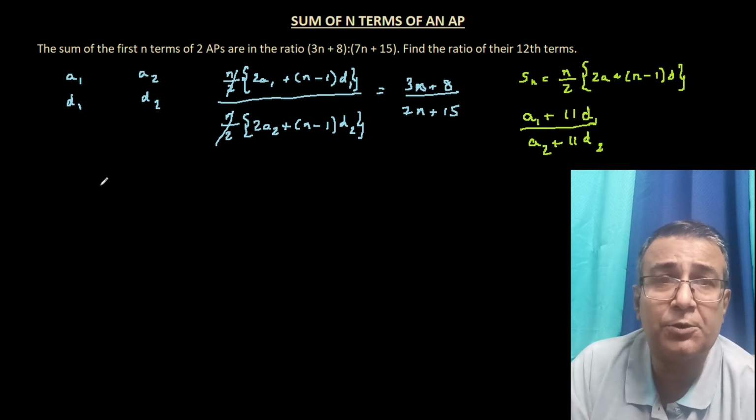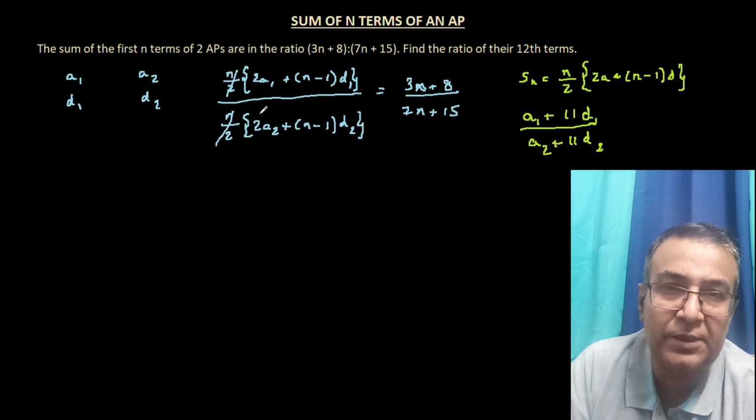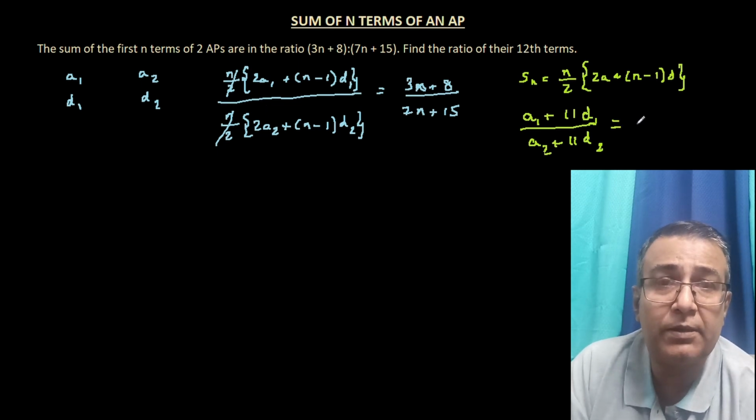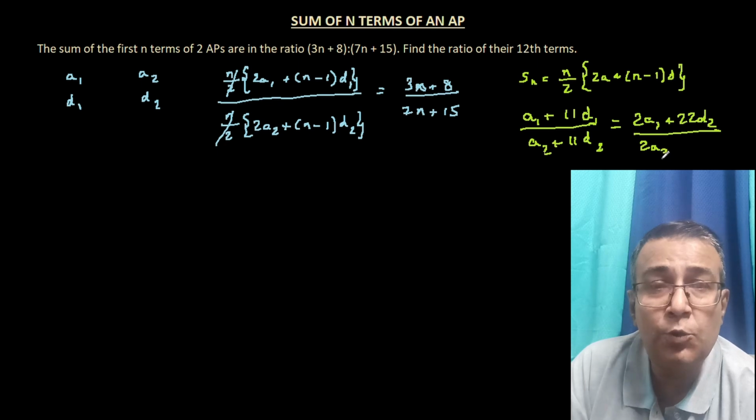Now if you look at this part over here, we see that the ratio that had been given to us was given as 2a plus n minus 1 times d, and here we have got only a plus n minus 1 times d. So to get it in the same form as what is given to us, we can multiply both the numerator and denominator by 2. So when we do that, we get 2a1 plus 11 times 2 is 22, so 22d1 over 2a2 plus 22d2.